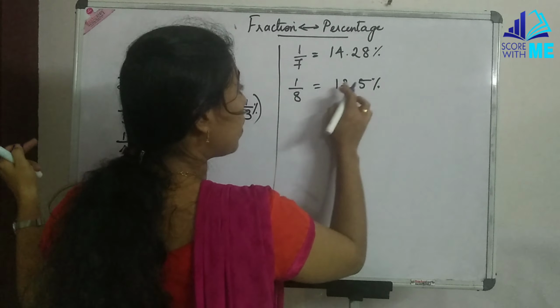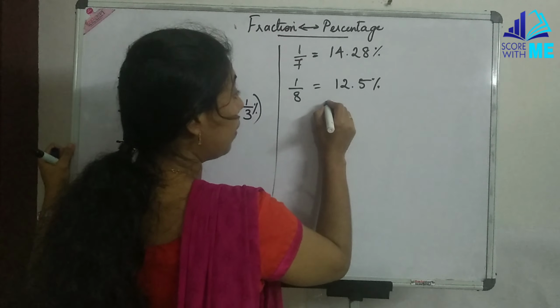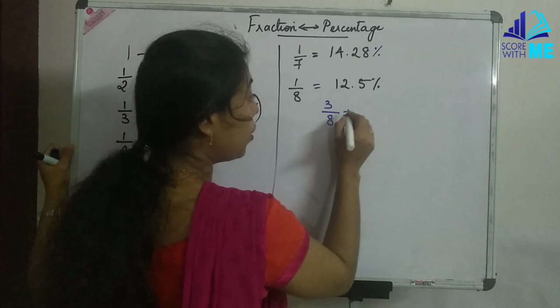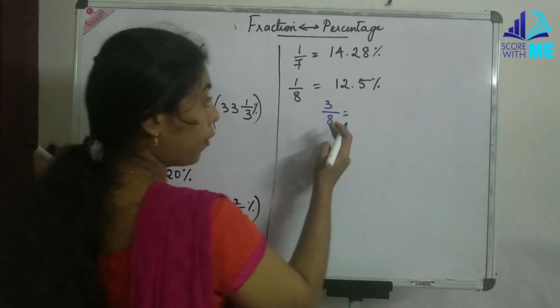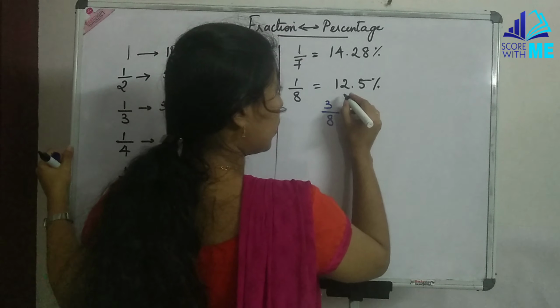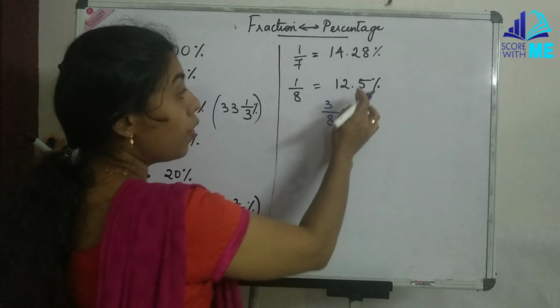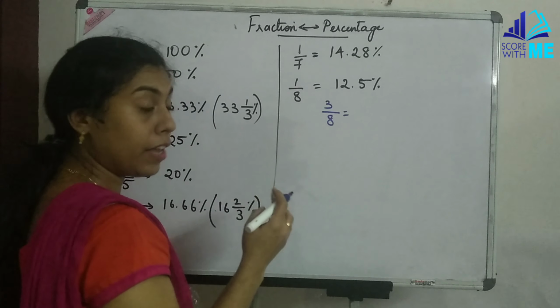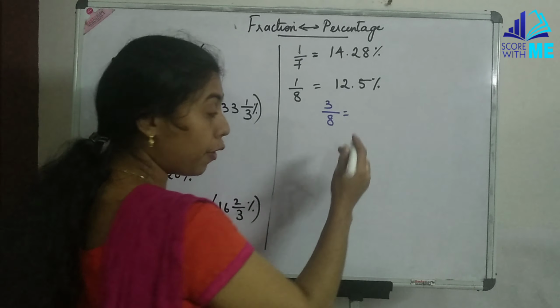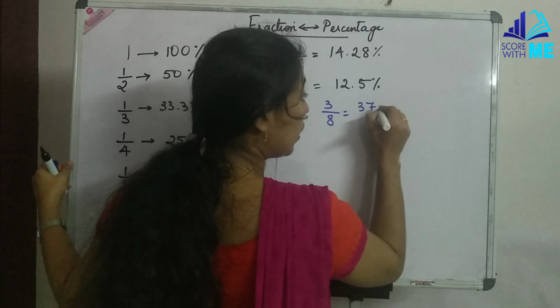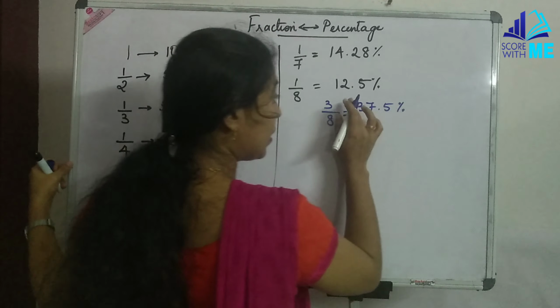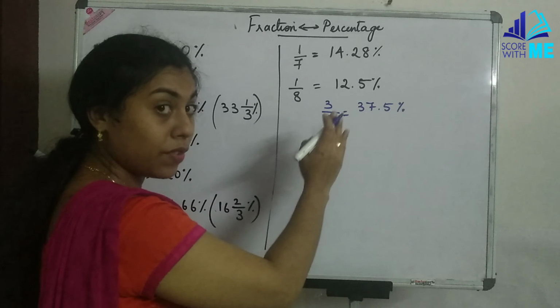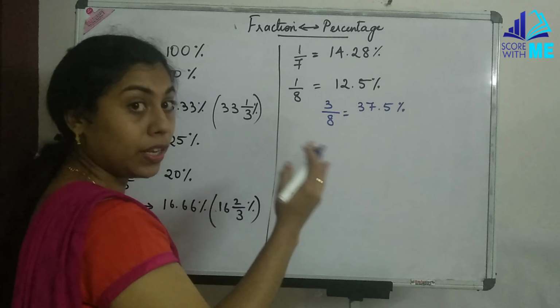With 1 by 8, let me add a few more fractions so as to remember easily. If 1 by 8 is 12.5, then 3 by 8 is going to be 3 times 12.5, isn't it? So 3 times 12 is 36, 0.5 into 3 is 1.5, then 36 plus 1.5 will give you 37.5%.